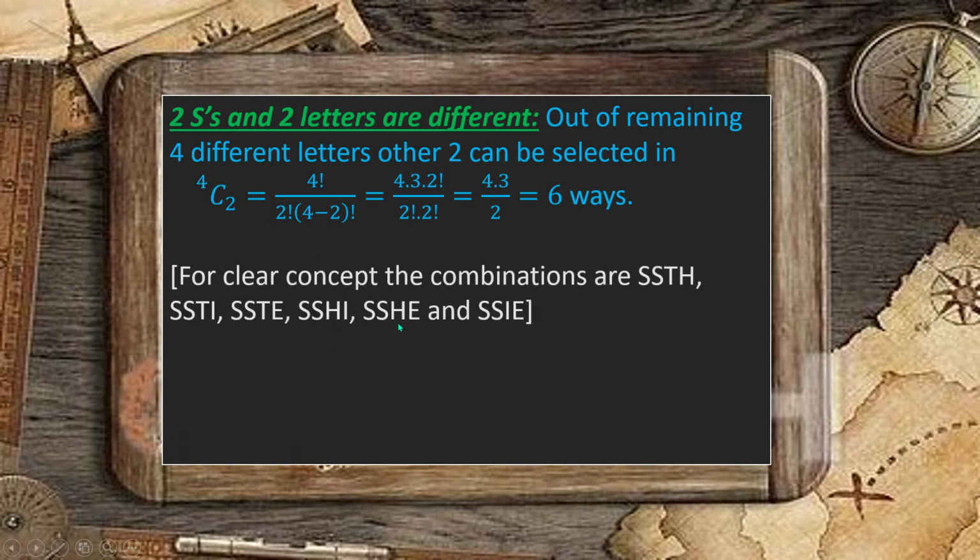For a clear concept, follow here. 2 S fixed, another 2 places, that means the 3rd and 4th places, will be filled from 4 different letters, but the places will be 2. We have taken here TH, here TI, here TE, here HI, here HE, here EI, and a total of 6 ways. Clear? Therefore, the required number of combinations is equal to 5 plus 6. This is equal to 11. This is the required answer.